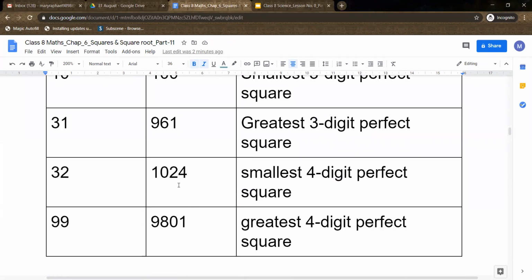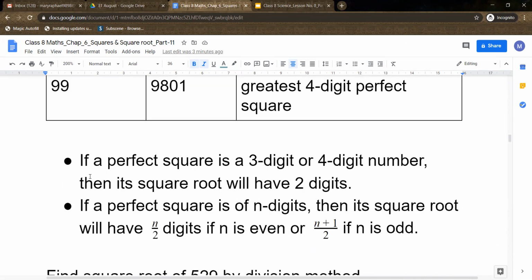Now 32, the square of 32 is 1024, which is the smallest 4-digit perfect square. Then 99, if you find the square of that, you will get 9801, which is the greatest 4-digit perfect square. So from this we can come to a conclusion that if a perfect square is a 3-digit or 4-digit number, then its square root will have 2 digits. That is, if the given number is a perfect square with 3 or 4 digits, then its square root will have 2 digits. We have generalized a formula for this.